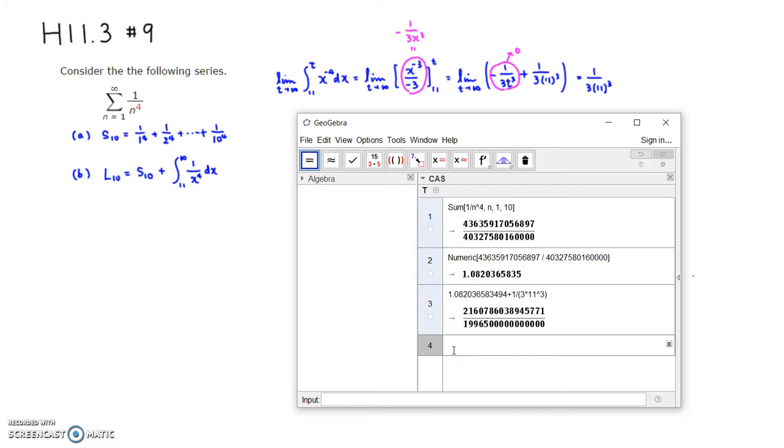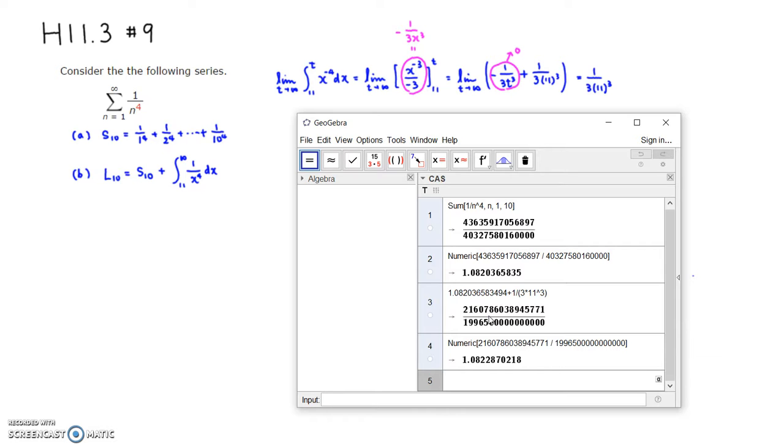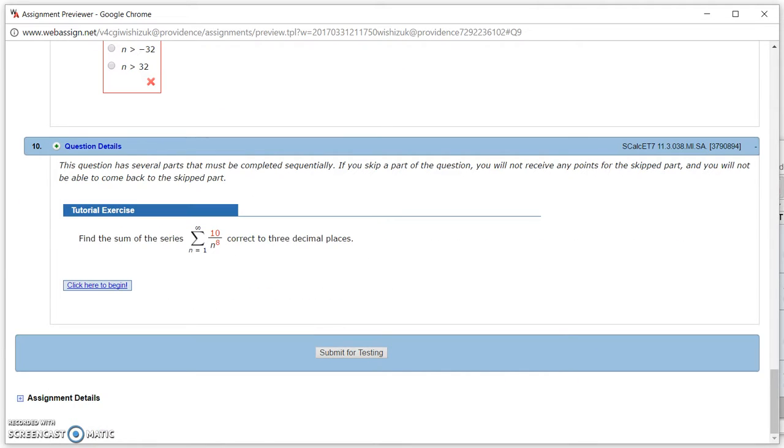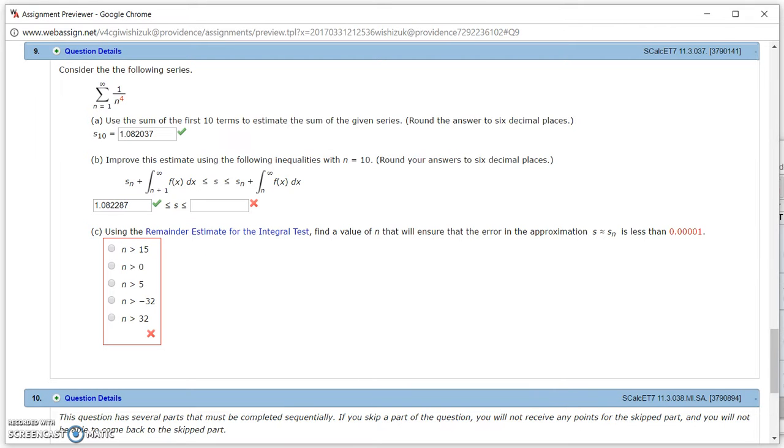Again, I have to get a decimal value, so numeric, then I'm going to put that value there and hit enter. So we got this value, 1.082287. Let's type it in. The lower bound we found was 1.082287. Let's check the answer first. Looks like we got the lower bound correctly.